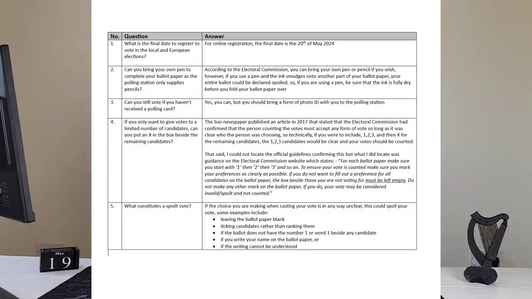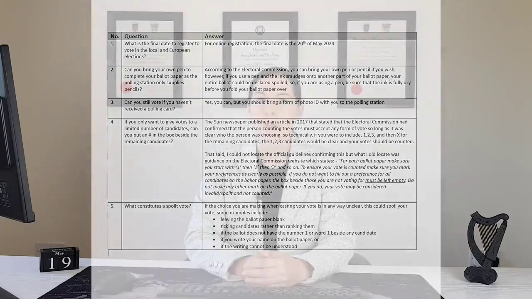And finally, question 5. What constitutes a spoiled vote? If the choice you are making when casting your vote is in any way unclear, this could spoil your vote, with some examples being the following: leaving the ballot paper blank, ticking candidates rather than ranking them, if the ballot does not have the number 1 or the word 1 beside any candidate, if you write your name on the ballot paper, or if the writing cannot be understood.